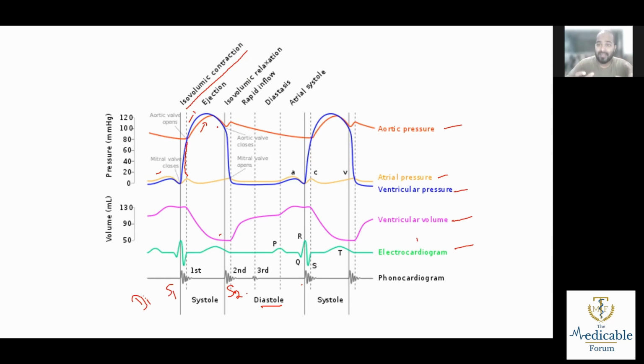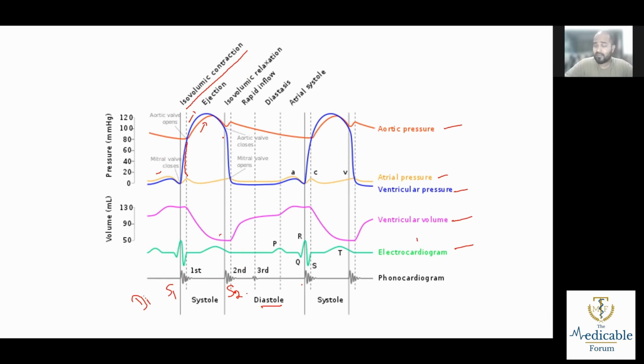Keeping the same end systolic volume, the ventricle goes into relaxation. So then what happens? The pressures start declining, and the moment the ventricular pressures come below the aortic pressure, the aortic valve closes. When the aortic valve closes, you hear the S2.